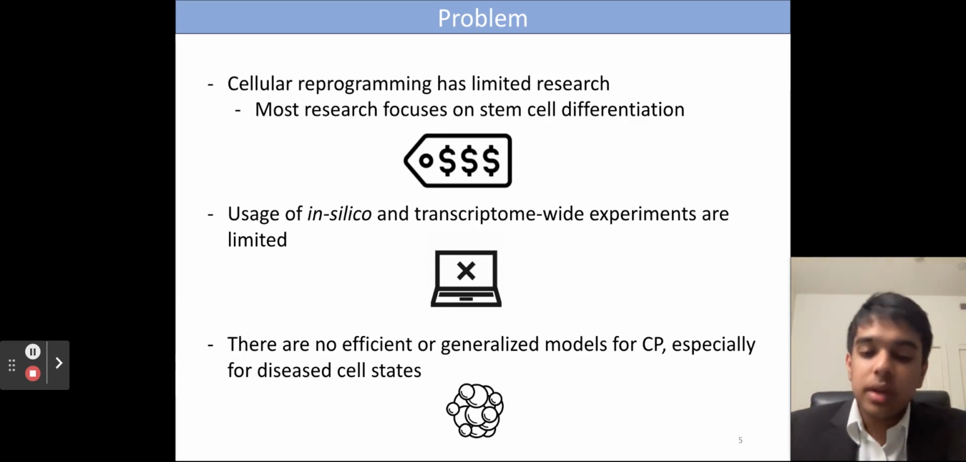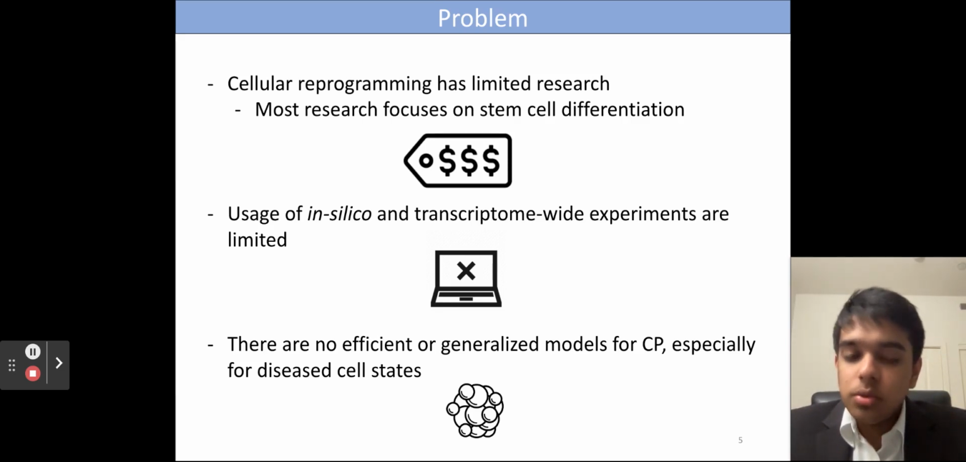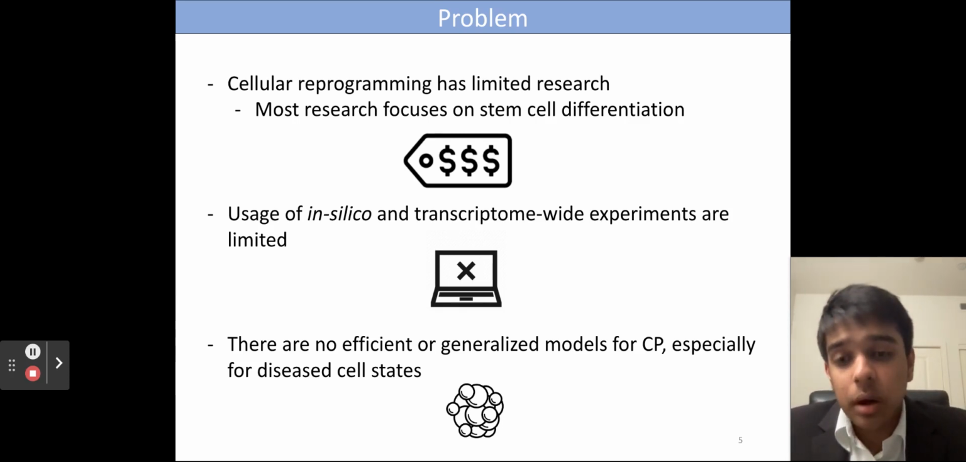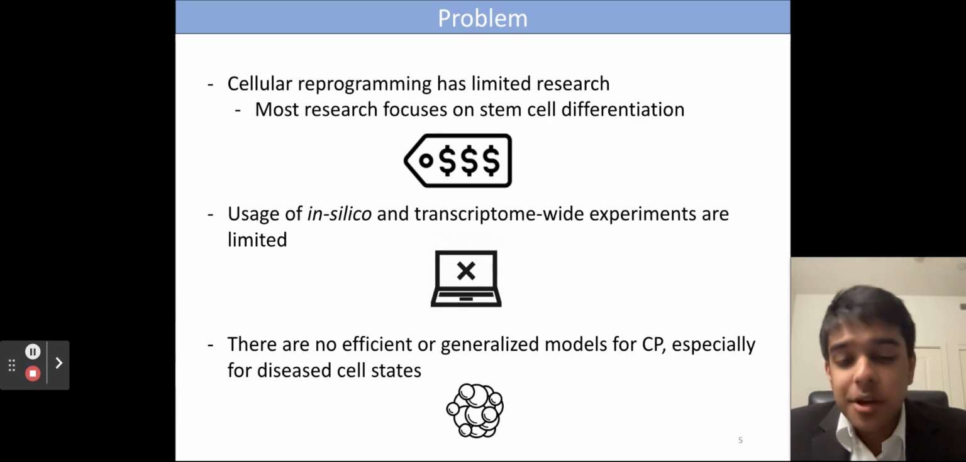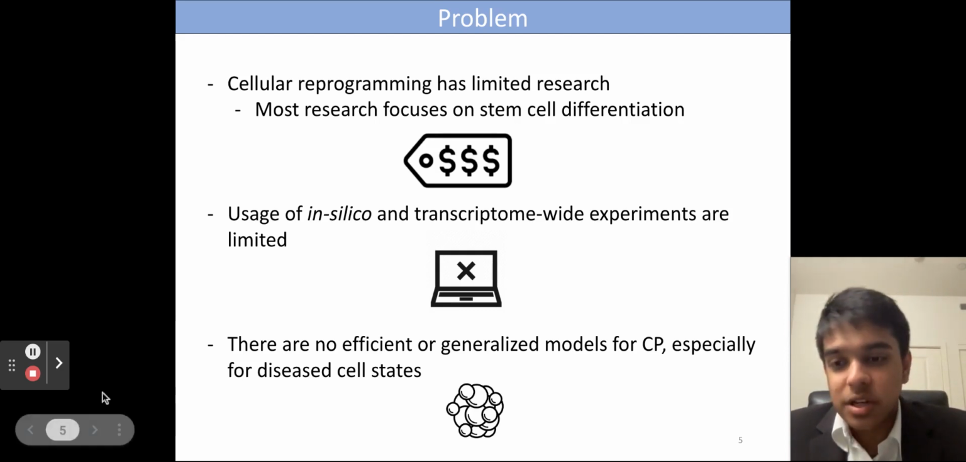And so another issue is that due to the high cost of experimental projects, the usage of in silico projects is also lacking. The usage of in silico and transcriptome-wide experiment simulation models has been very limited, and this has led to no efficient or generalized models for cellular reprogramming, especially for converting disease cell states into healthy cell states or transdifferentiation.